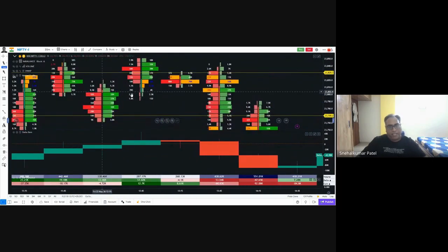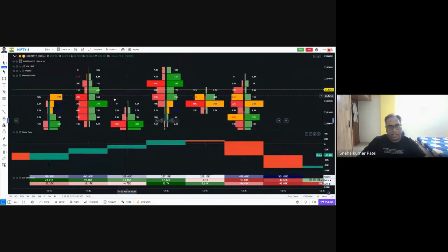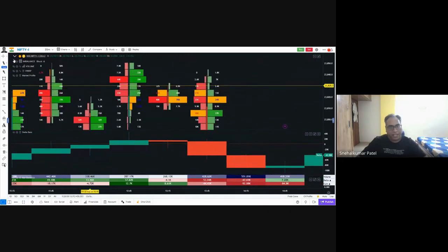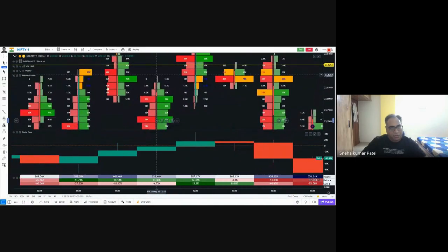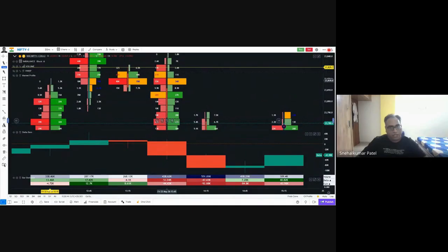When the price came near the resistance, that's where the number of sellers aggravated. They became aggressive. You can see on the left side there are more sellers here. Here also you can see significantly more sellers, and that's how they moved the price down.